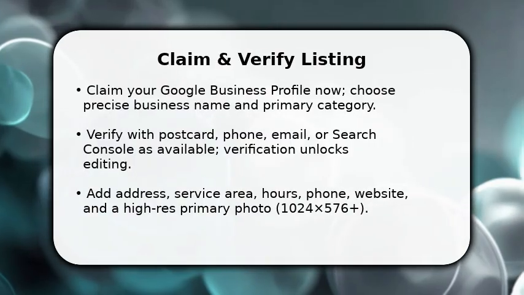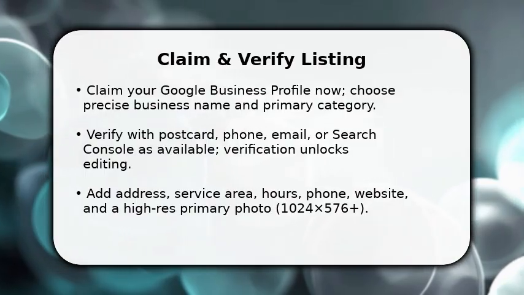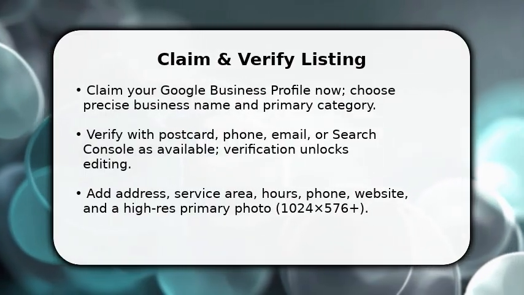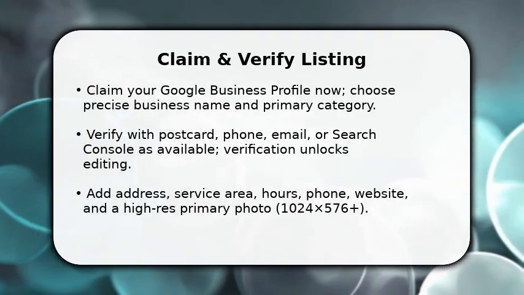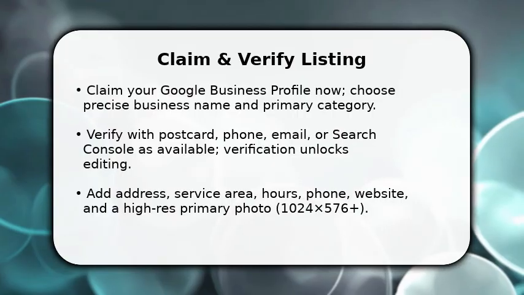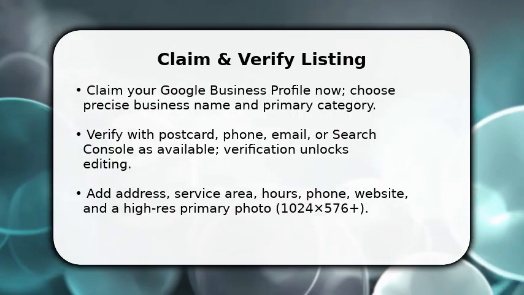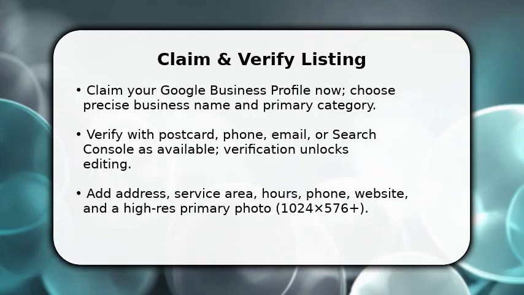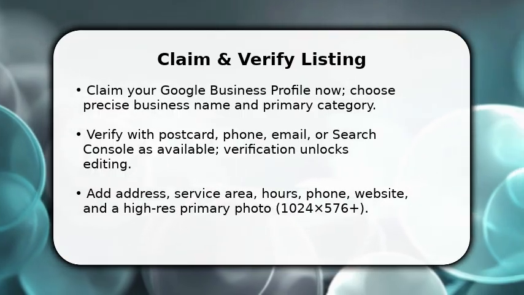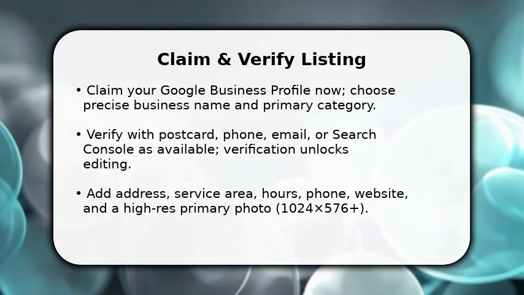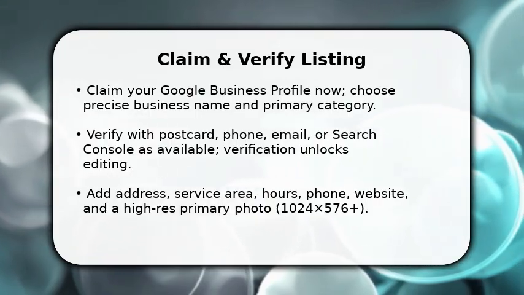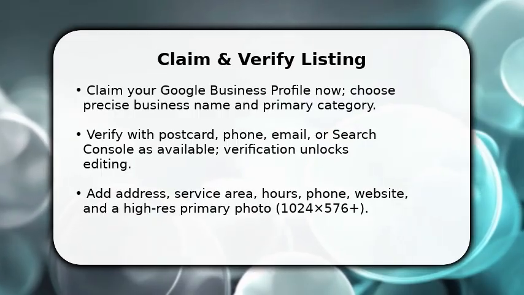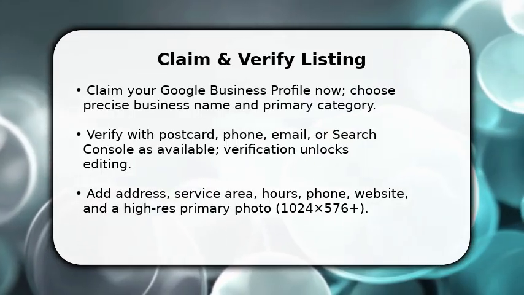You start by claiming and verifying your Google business profile. Do this immediately so you can edit critical fields. Enter an exact business name and pick the primary category that best matches what you sell. Next, add a verified address or service area, business hours, phone, and website. Upload a clear primary photo. Once done, make sure your public info is accurate because verification prevents future name changes and improves search reliability.